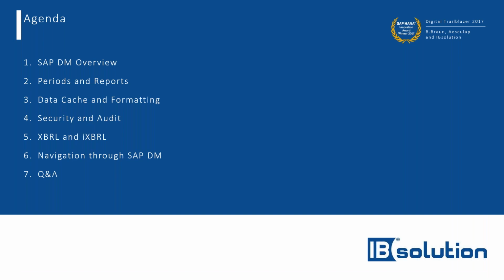So we'll have a look at an overview of SAP DM, use cases, and why it's going to be beneficial for our business. We'll look at the periods and reports concept in SAP DM. Then we'll move on to investigate what data cache and formatting mean in the disclosure management world. We'll also focus on the security features and the audit features that disclosure management provides. We'll also have a look at XBRL and iXBRL preparation for submissions to tax authorities. And towards the end of this webinar, we'll have a live navigation through the system.